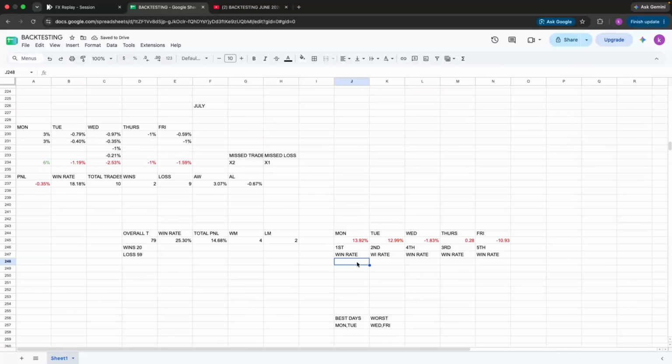So, win rate. First, I need to know how many trades I have in the first place. So, win rate, go there. Leave a gap. Trades. That'll go there. Space. Wins.